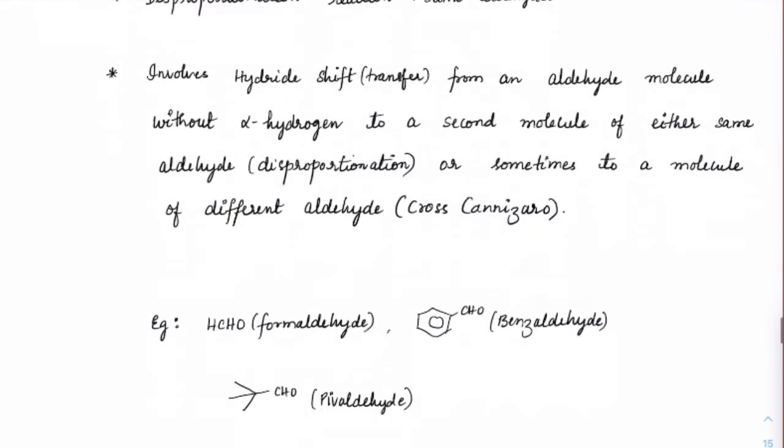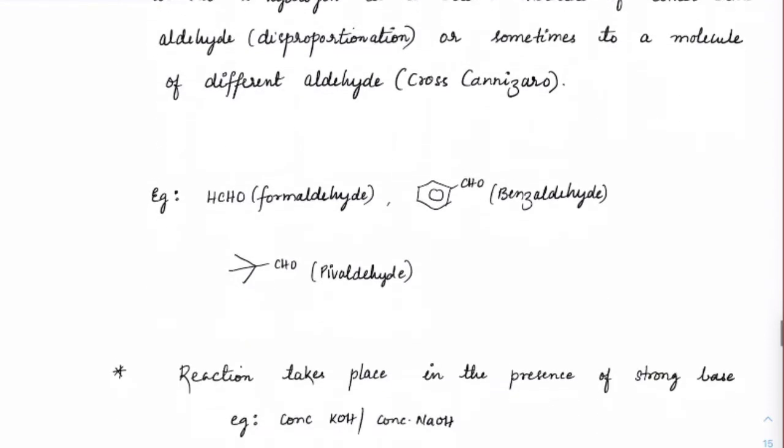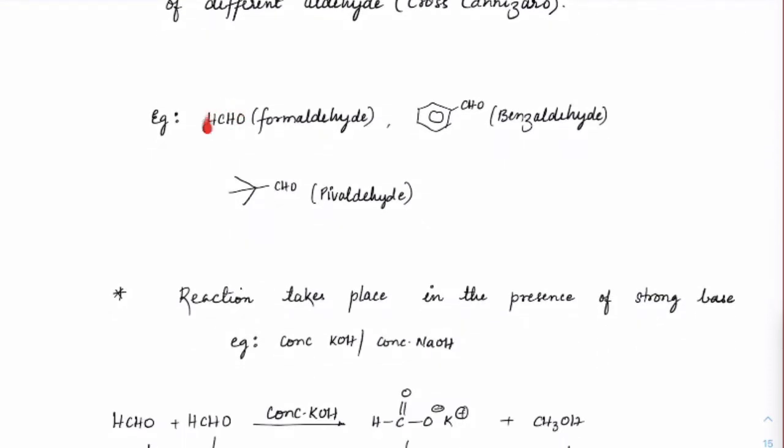Now, what type of aldehydes will undergo the Cannizzaro reaction? Let's see. This type, where you have formaldehyde, benzaldehyde, pivaldehyde. Here you would see there is no alpha hydrogen. So far we have seen the cases where there is an alpha hydrogen. Here are the cases where there is no alpha hydrogen.